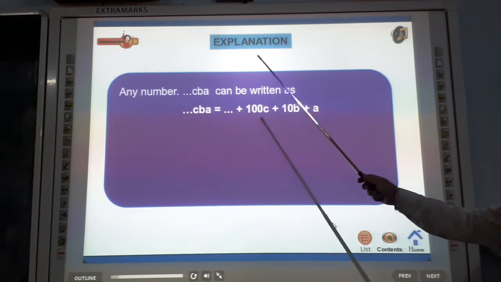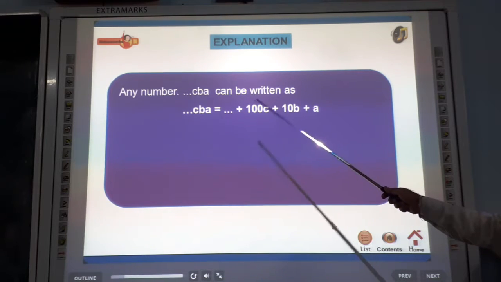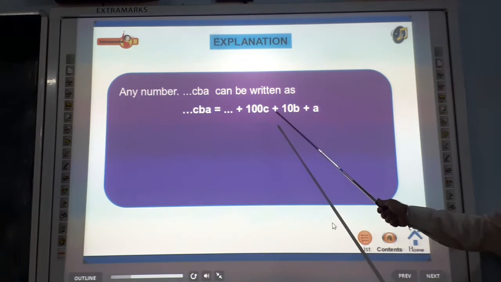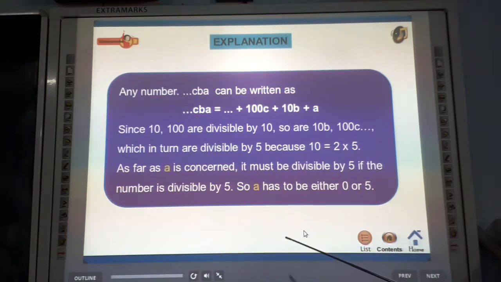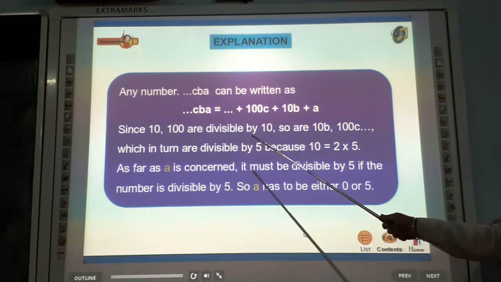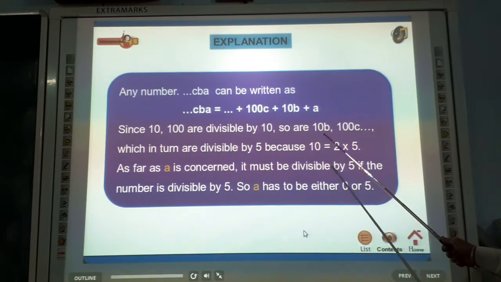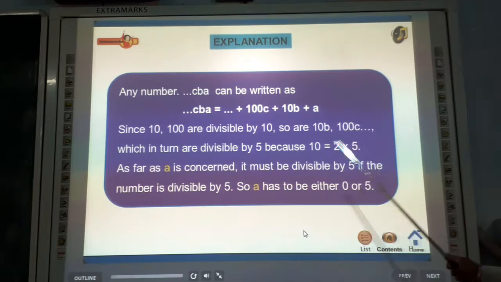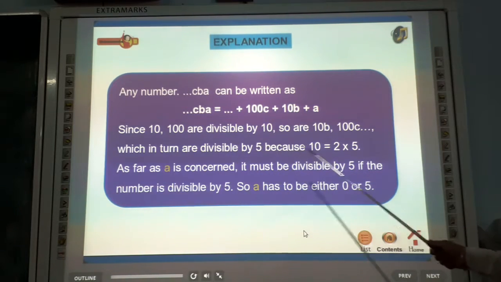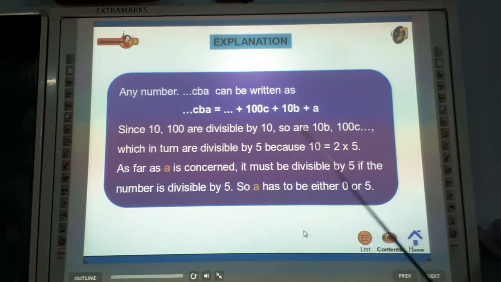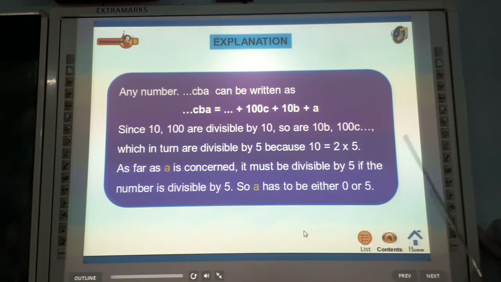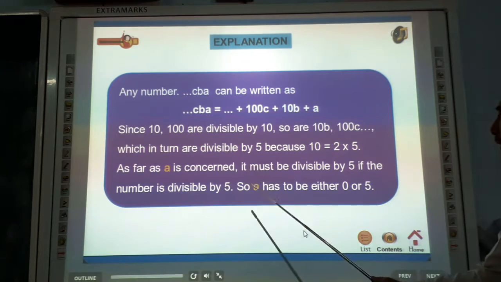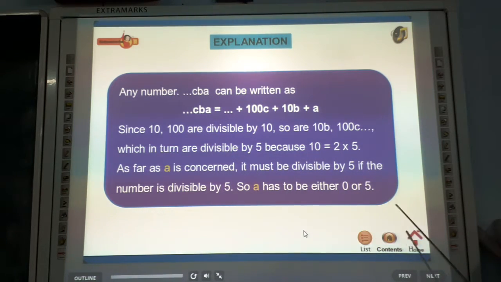Now there is the explanation. CBA is a number, and 100C plus 10B plus A is the usual form of this number. 10 and 100 are divisible by 10, so 10B and 100C are also divisible by 5 because 10 is 2 into 5. As far as A is concerned, it must be divisible by 5 if the number is divisible by 5. So A has to be either 0 or 5.